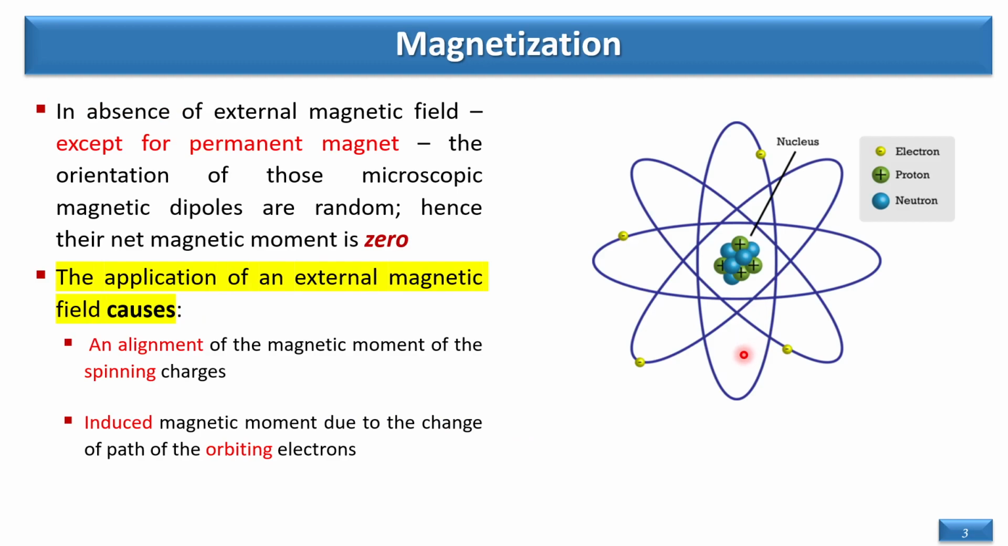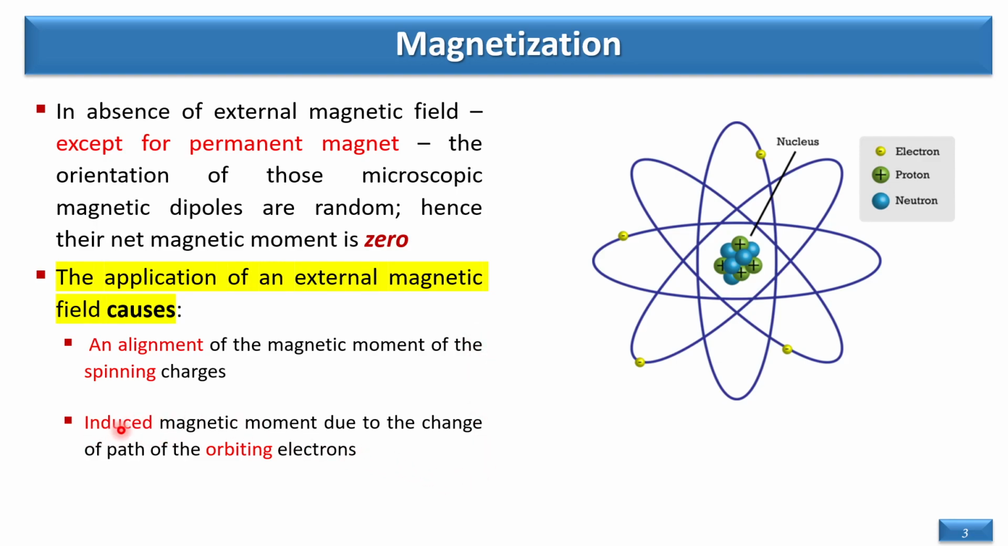So in the absence of any applied external magnetic field, the orientations of both the orbital and spinning moments are random. Their number is very large, so the net effect is zero. But when we apply an external magnetic field, this will cause the spinning electrons to align with the applied magnetic field. It's giving some sort of amplification for the applied magnetic field inside the material.